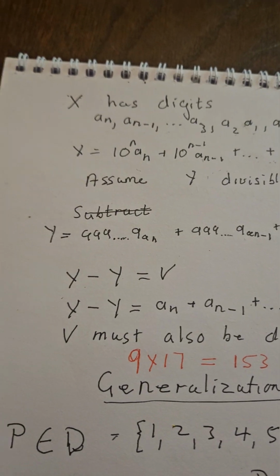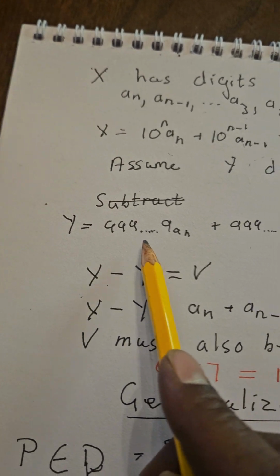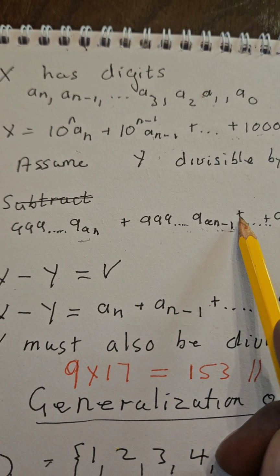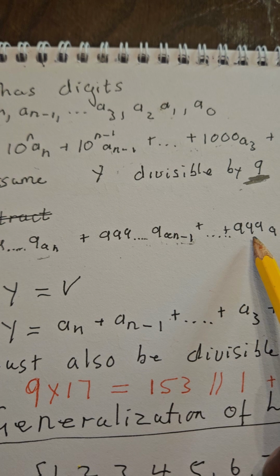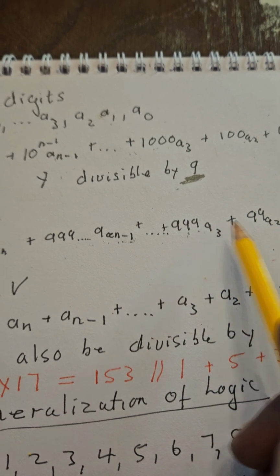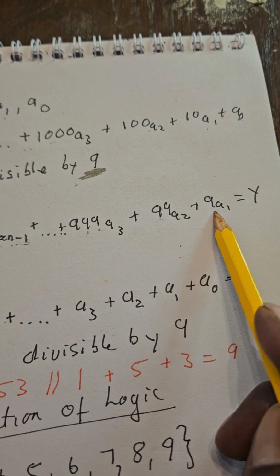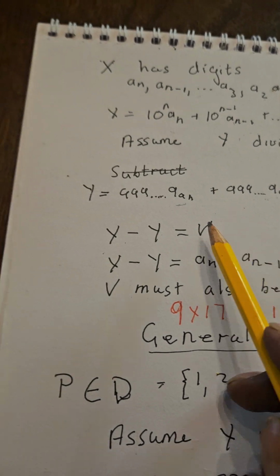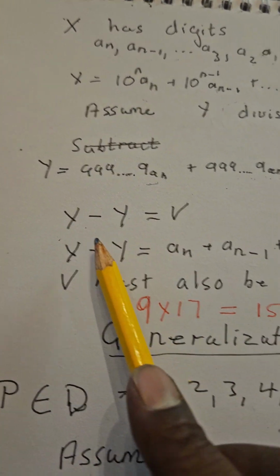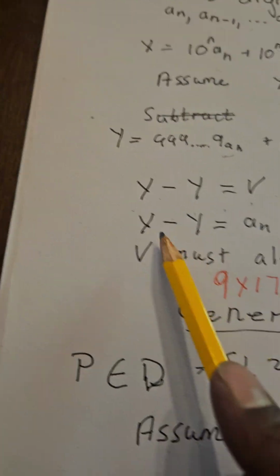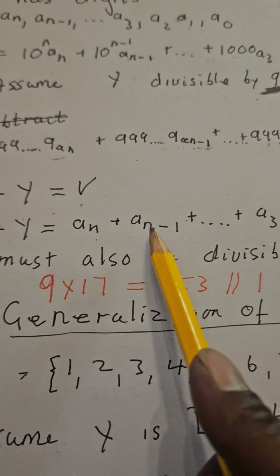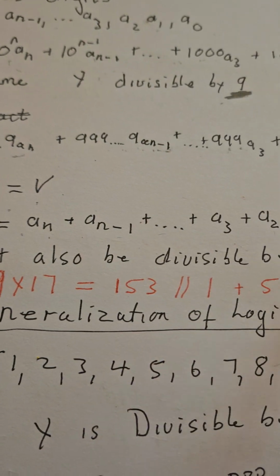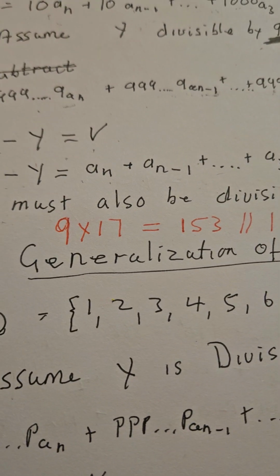So we can have another number y, which is 9999...9 an plus 9999...9 an minus 1 plus 999 a3 plus 99 a2 plus 9 a1 equals y, because y is also divisible by 9, as you can see. So we get x minus y equals v, and x minus y will equal an plus, because 10 minus this will give us 1, so just the 1 is left over. V must also be divisible by 9.